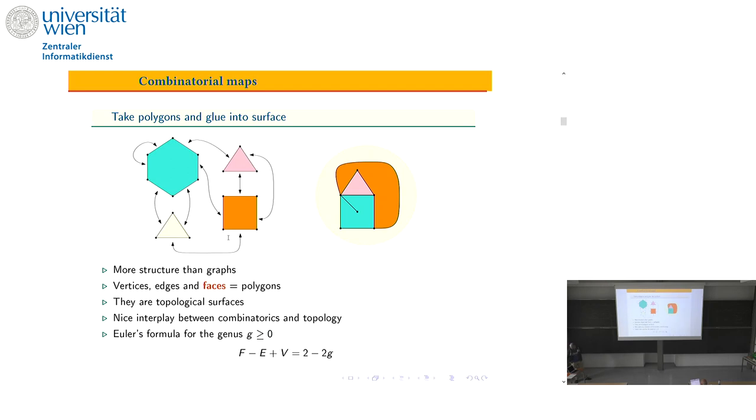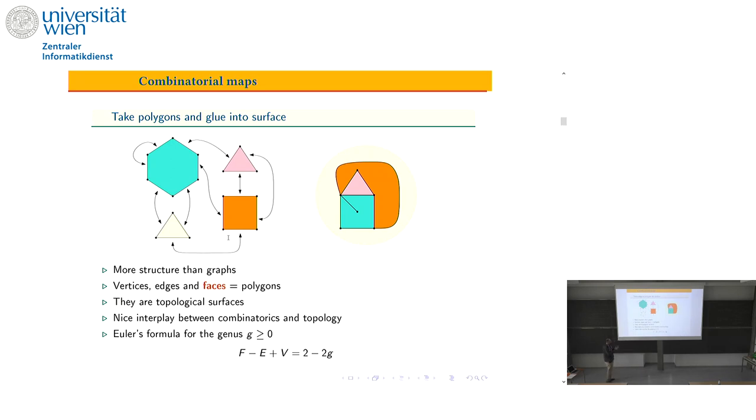So the basic objects I will consider are combinatorial maps. They're defined like that. You take a bunch of polygons and you glue them side by side. And if you choose a specific pattern, you're going to have the thing on the right-hand side. By the way, the yellow triangle that's on the left is now the external region on the right. Okay, so you're really on the sphere. They have more structure than graphs because they have vertices and edges, but also those polygons that are glued together. So we call them faces in that context.